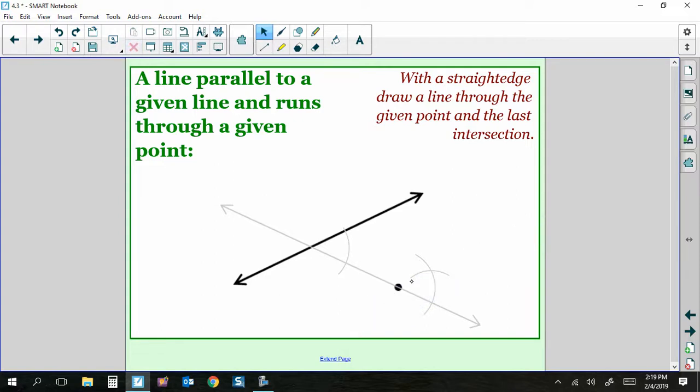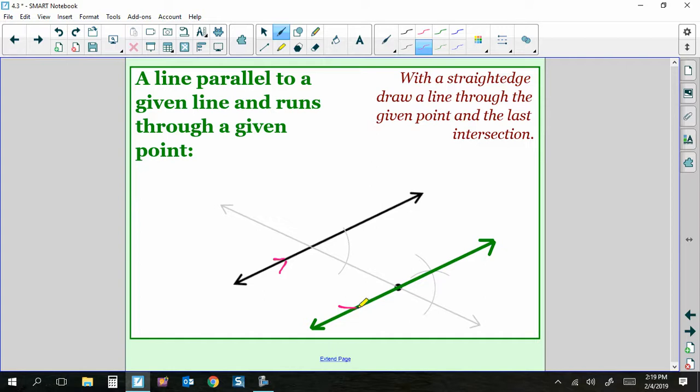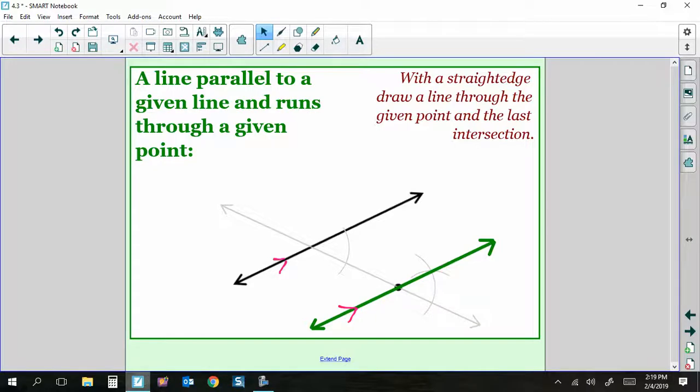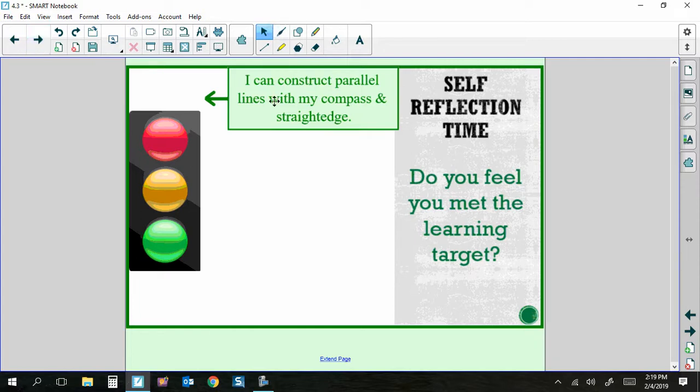The appearance of this line should be that it is parallel to the given line. If your lines are clearly not parallel, then you need to try this again. You should be able to, with confidence, put those parallel line arrows on these 2 lines. So that is this lesson. Hopefully, sorry about that, there's my desktop, found success with this.